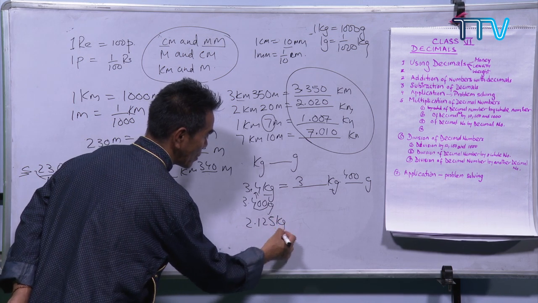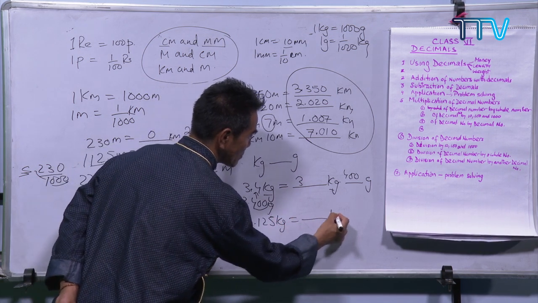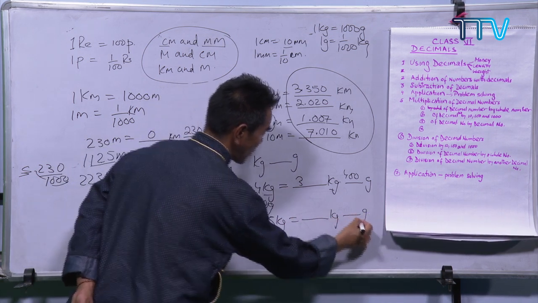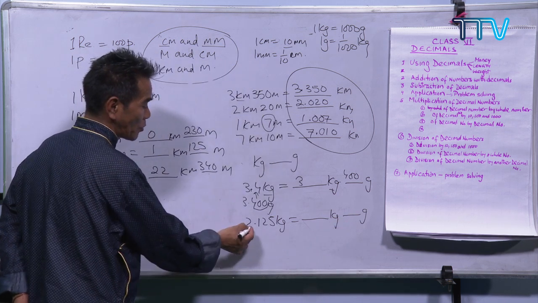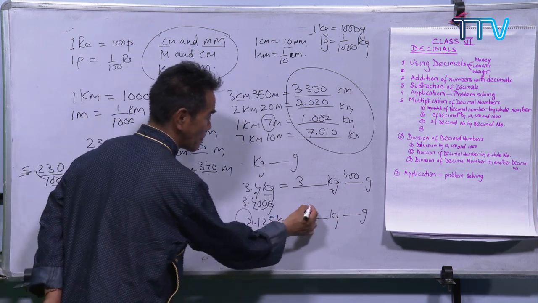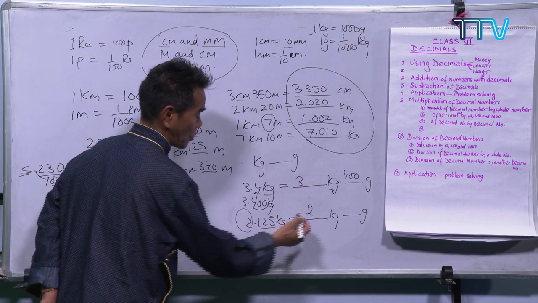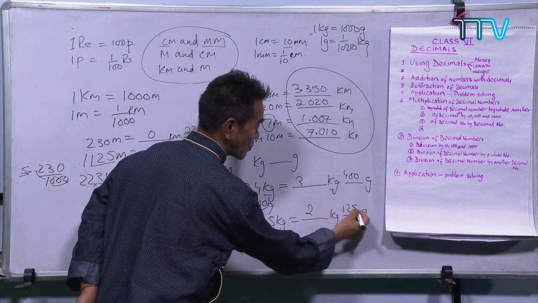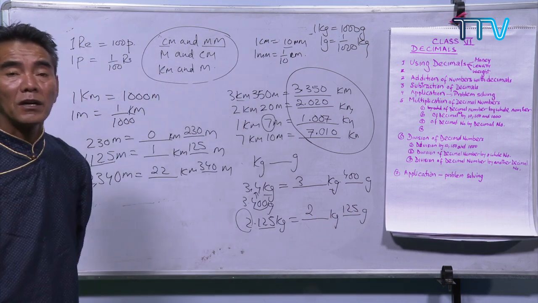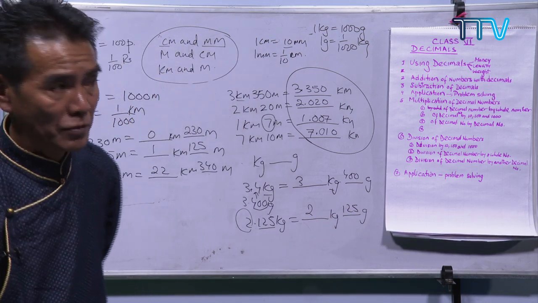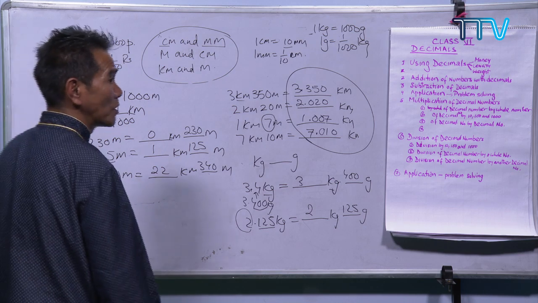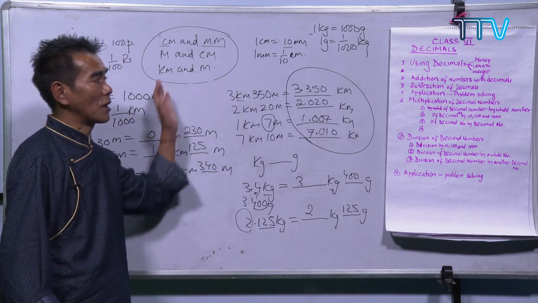3.4 kg. You change to kilogram and gram. This part, the decimal point, is for kg. That decimal point is the separator; gram and kilo are the parts.